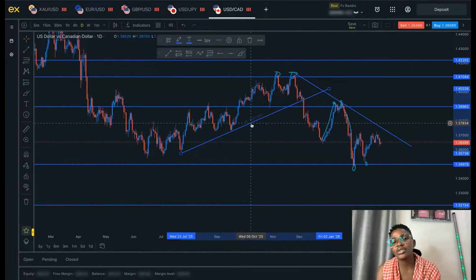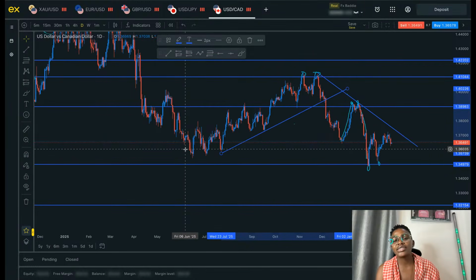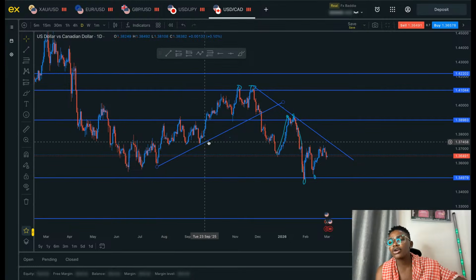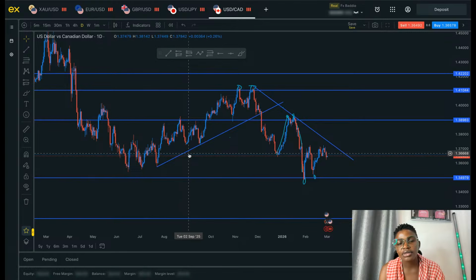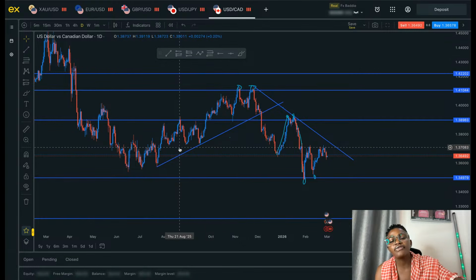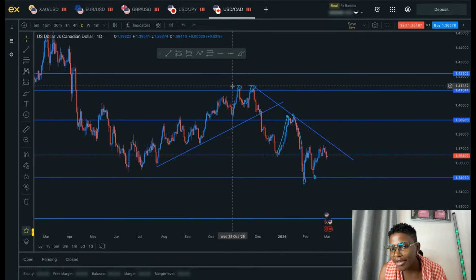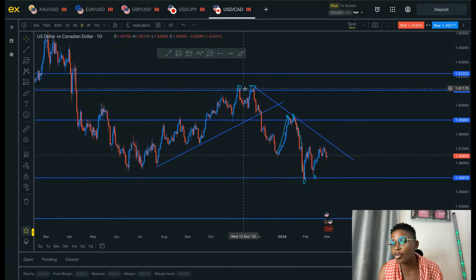Okay, let's just say this was the original uptrend because USD CAD had been going up, like first touch, second touch, the market had been buying, right? So first touch, second touch, USD CAD is on an uptrend, it's buying, but then the market formed a double top. You can still identify a double top here.